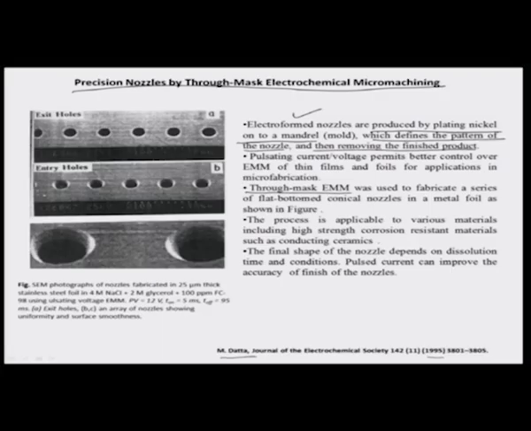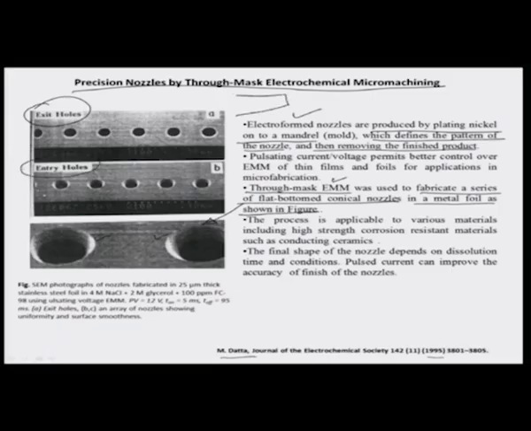and such EMM is used to fabricate this through mask EMM. With this through mask and using the EMM process, you are fabricating a series of flat bottom conical nozzles in metal foils as shown in these figures. These are the nozzles, okay, and they are flat bottomed. So, this shows the exit hole size, and the exit hole size you can see is smaller in comparison to the entry hole sizes, okay, which makes it like a nozzle, right.